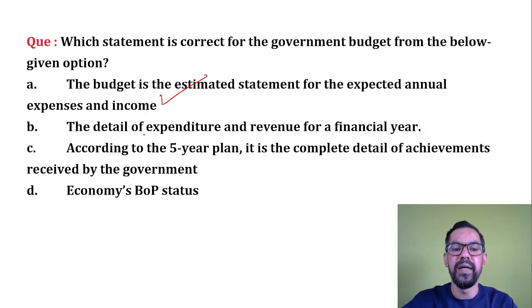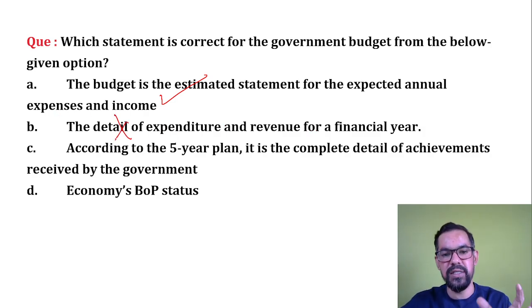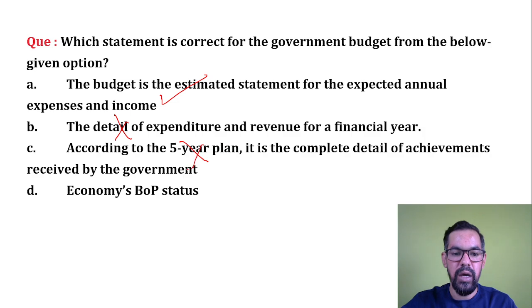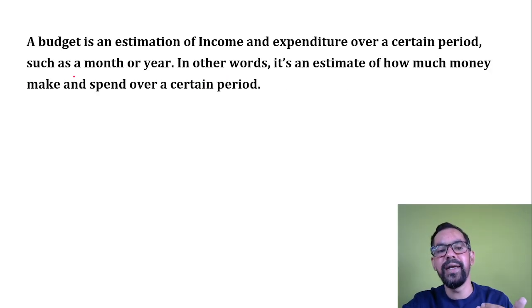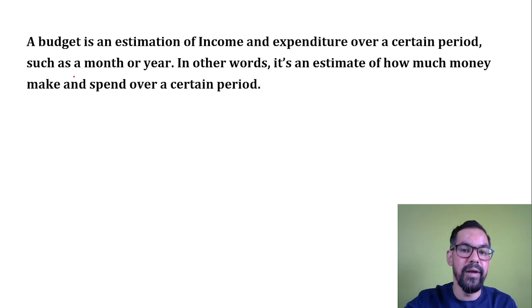Correct one. The detail of expenditure and revenue. This is not a detail. This is just an estimation. According to the 5-year plan, it is completed detail achievements. No. It is economy BOP. No. So option A will be the right answer for this particular question. Okay, so budget is basically an estimation. It is not a detailed document.